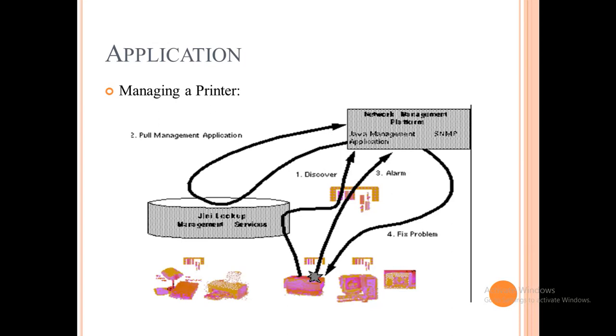Then two actions are performed. After performing those two actions, finally when a problem arises, the corresponding alarm is generated. Just suppose your printer job is too big. When this occurs, the job is cancelled from the network management platform, and at that time an alarm is generated. That is the application of Jini technology in managing a printer.